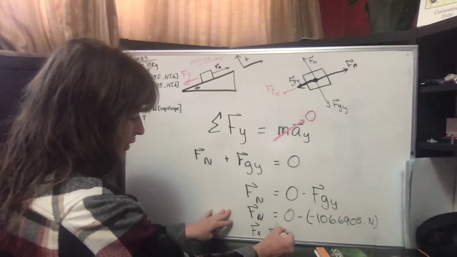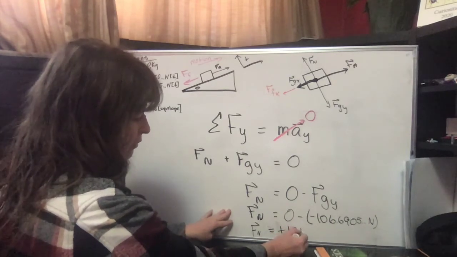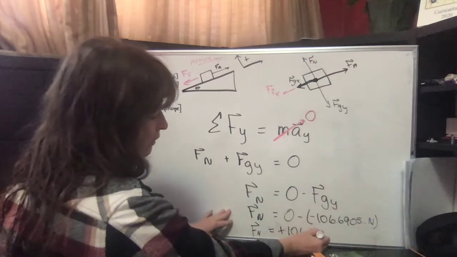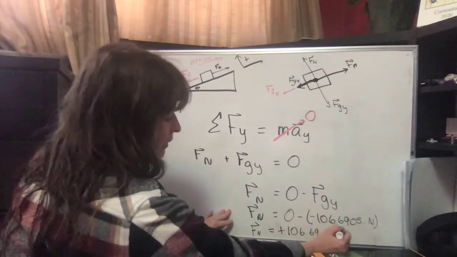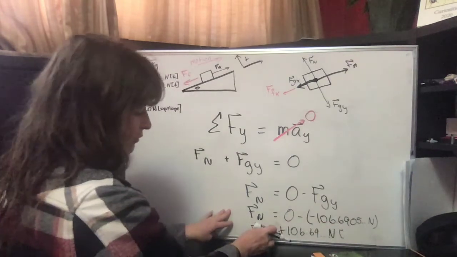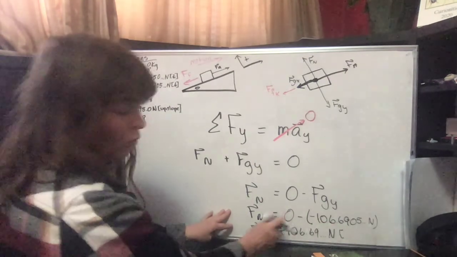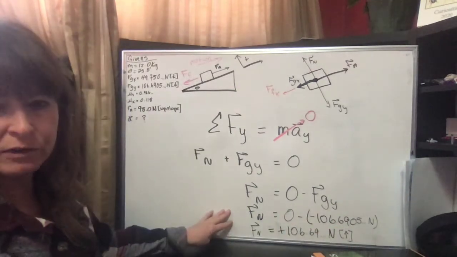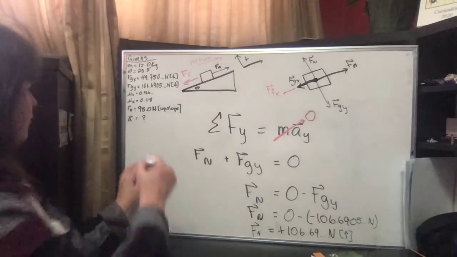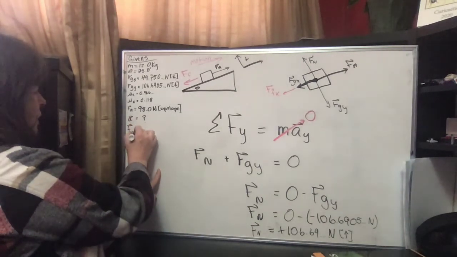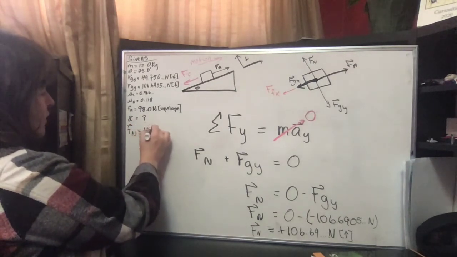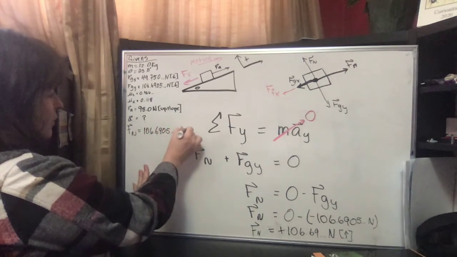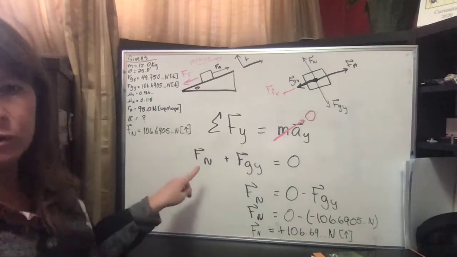It's hard to write at the bottom of the screen. 106.69 yada yada yada newtons. And this direction is positive, so you can leave it as positive, or you can write up. So either one of those is perfectly fine. Okay, so force normal is the same as force of gravity in the y. The only difference is that the direction is pointed upwards.